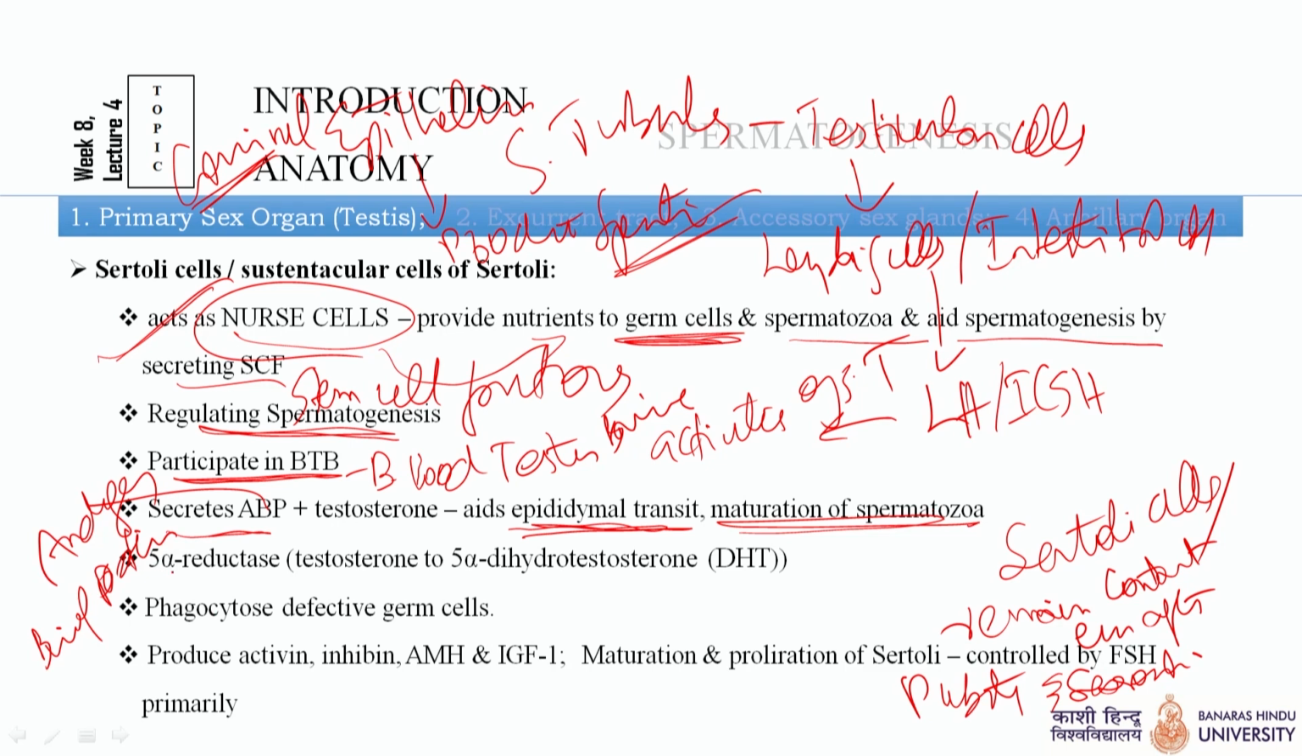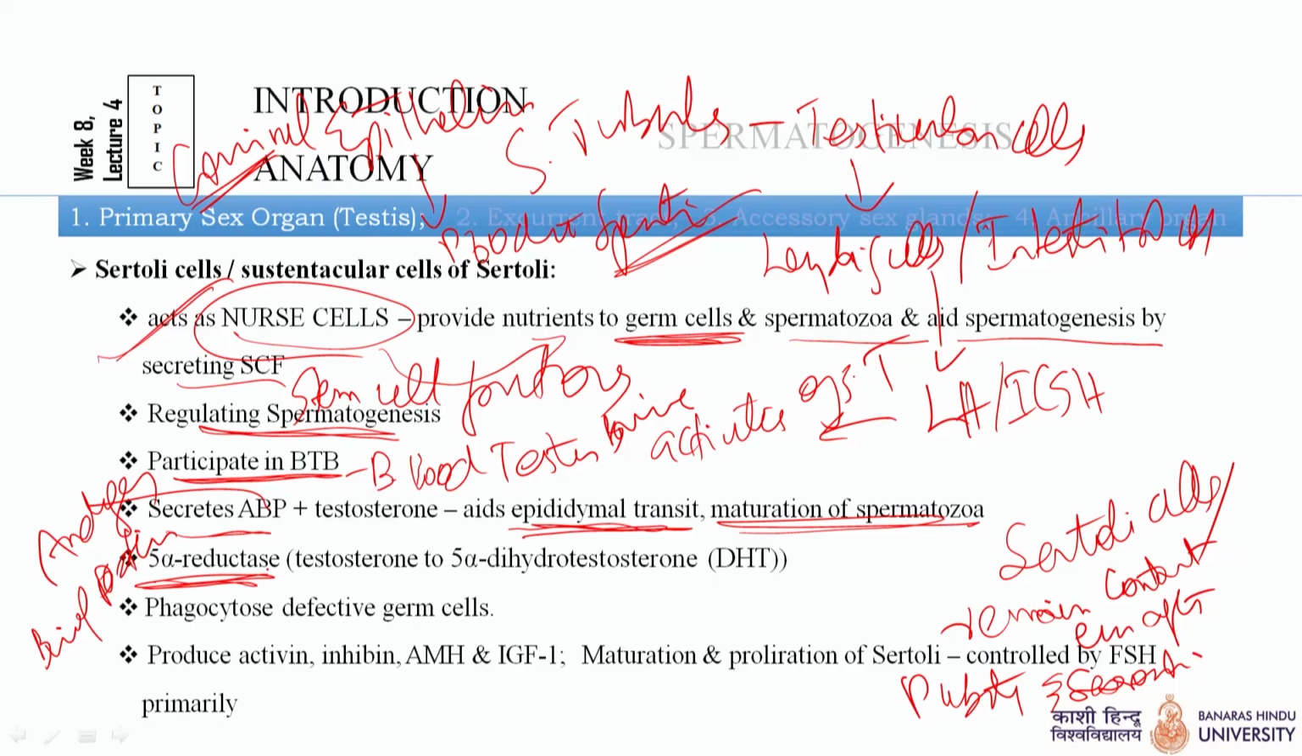And then the Sertoli cells also secrete an enzyme called 5-alpha reductase. This 5-alpha reductase is essential for the conversion of testosterone from inactive form to active form. So the inactive form here is testosterone, whereas the active form of testosterone is 5-alpha dihydrotestosterone, that is DHT. This is the active form of testosterone. For that it requires the enzyme 5-alpha reductase.